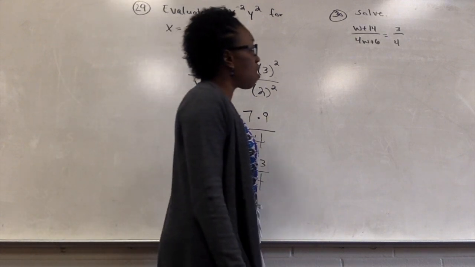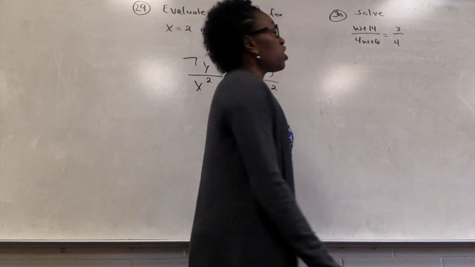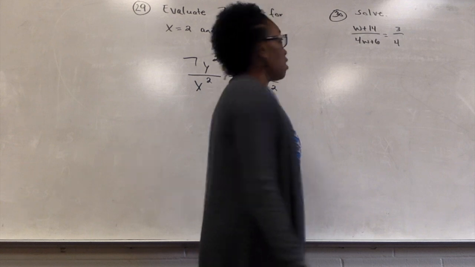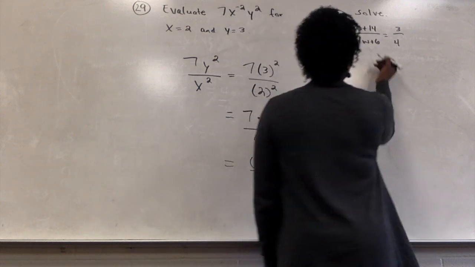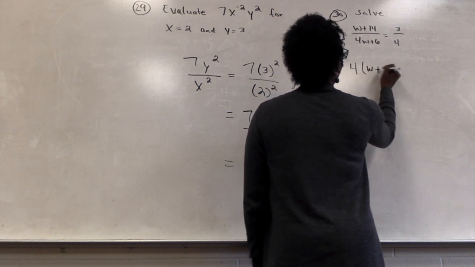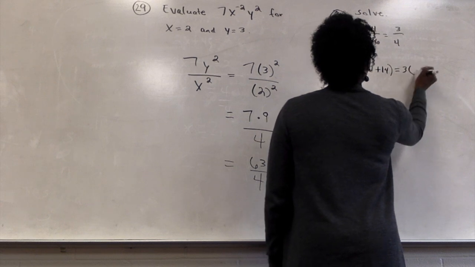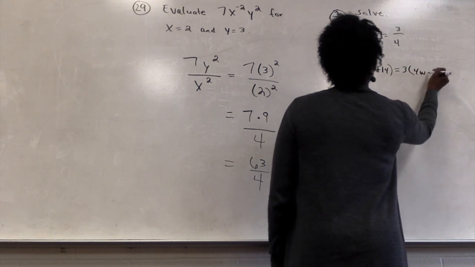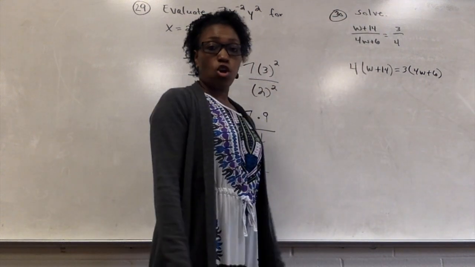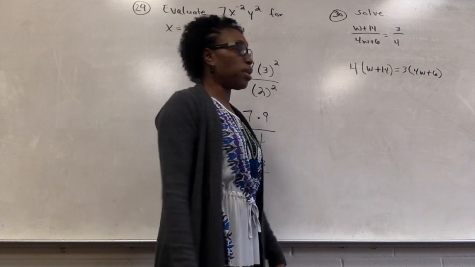We're going to solve. This is a proportion, two fractions that are set equal to each other. So in order to solve proportions, you must cross multiply and then divide. So I'm going to cross multiply 4 times w plus 14 and set that equal to 3 times 4w plus 6. Now, because those were binomials, I must set this up into distributive property form when you're multiplying.